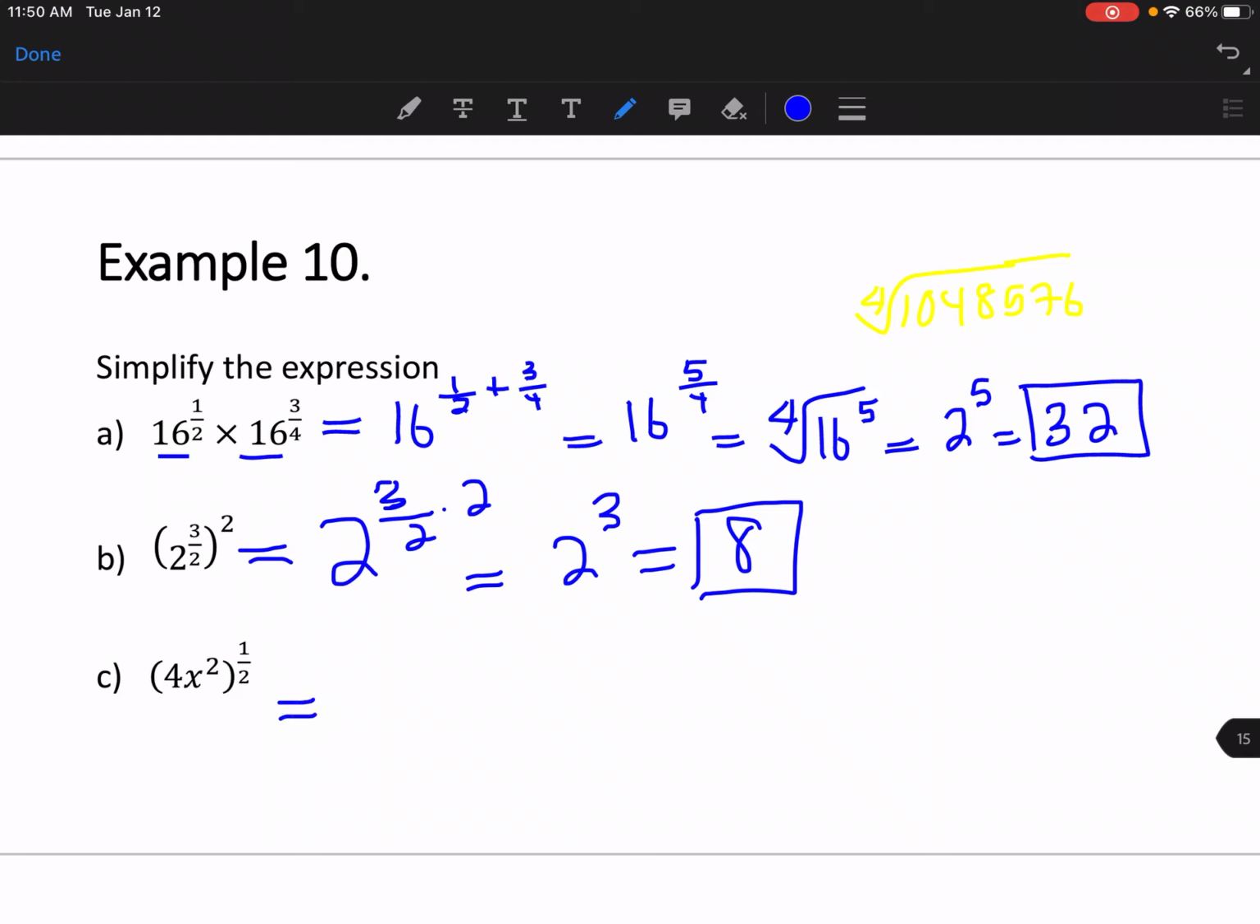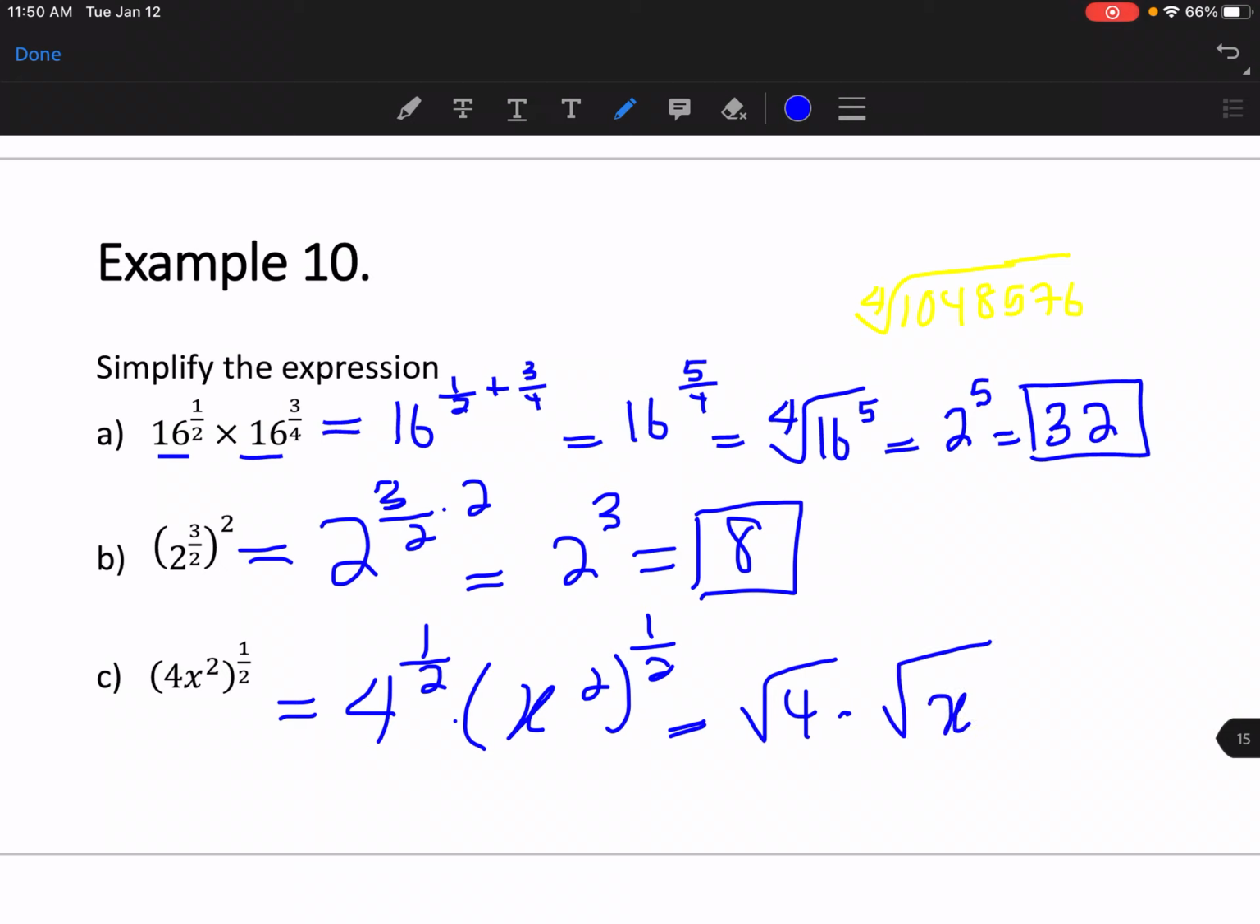And then lastly, if I have 4x squared to the 1/2 power, this is a product to a power, so I need to take each term and raise it to the power. So 4 to the 1/2 times x squared to the 1/2. I can rewrite it in radical form. 4 to the 1/2, my index is 2, so this is the square root of 4 times, again, x squared to the 1/2, so my index is 2, so the square root of x squared.